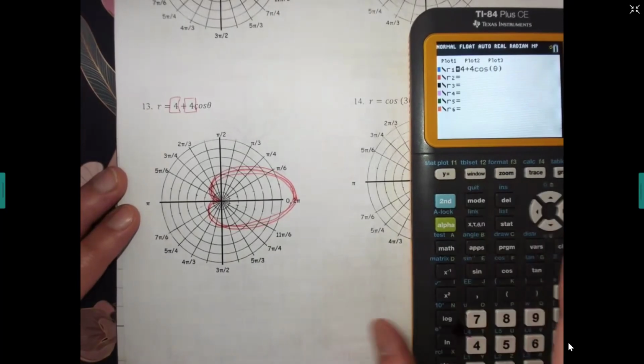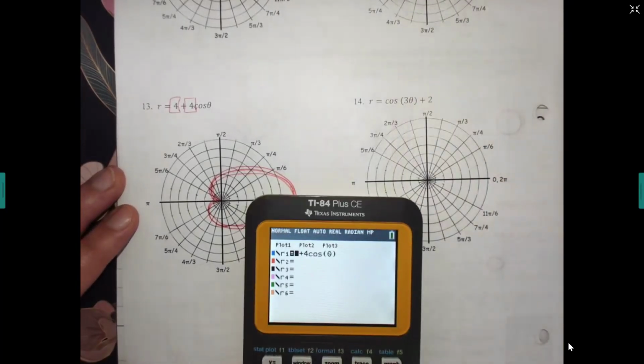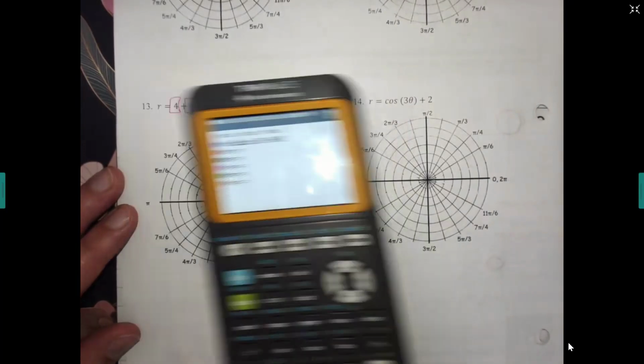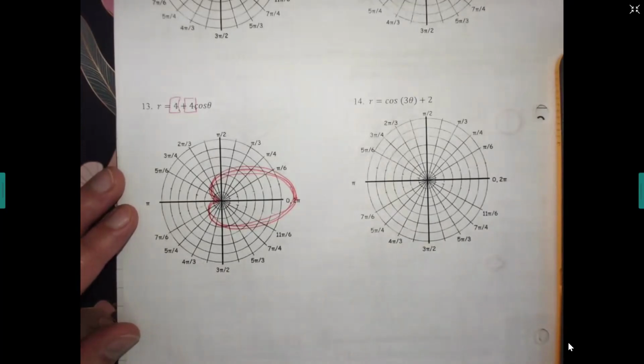Last one, go ahead and type it in. We want cosine 3x plus 2. Okay, cosine 3x plus 2.